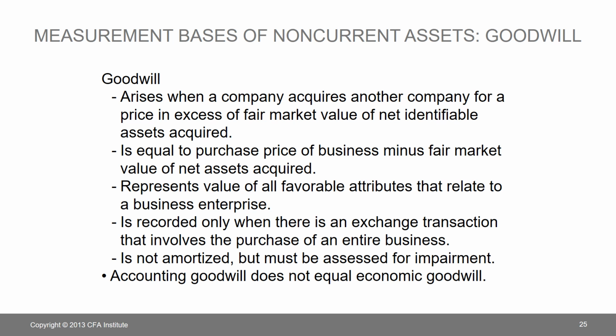If the goodwill is deemed to be impaired, an impairment loss is charged against income in the current period. An impairment loss reduces the current earnings. It also reduces the total assets, and it also needs to be noted that it is a non-cash item.